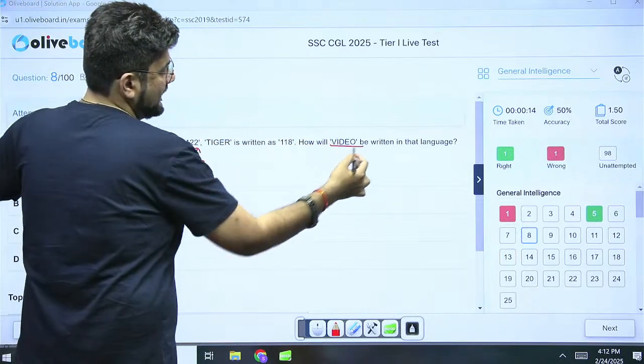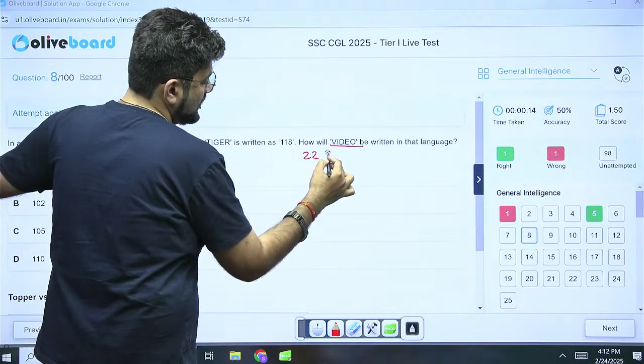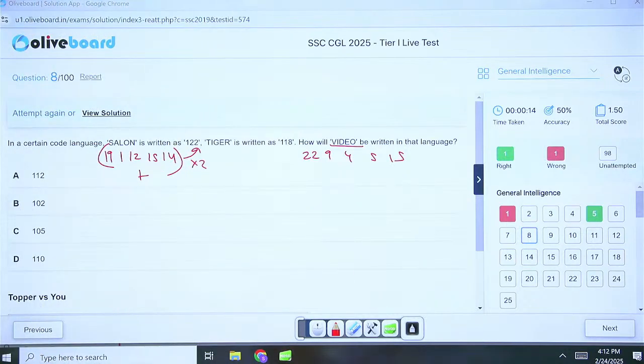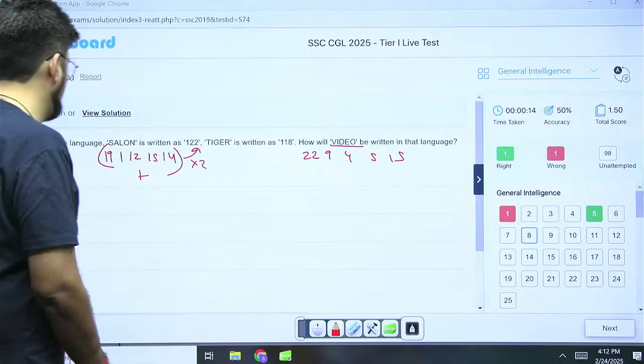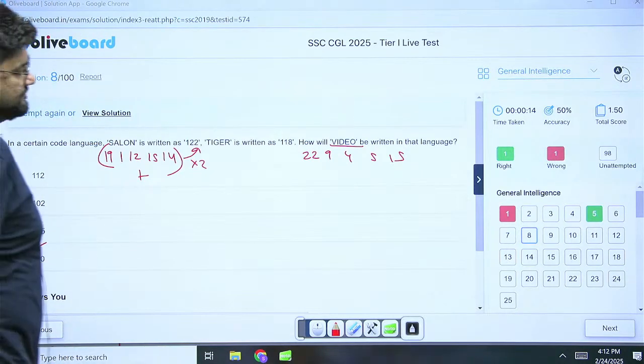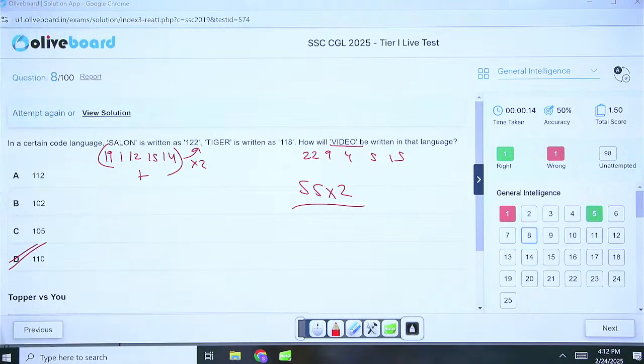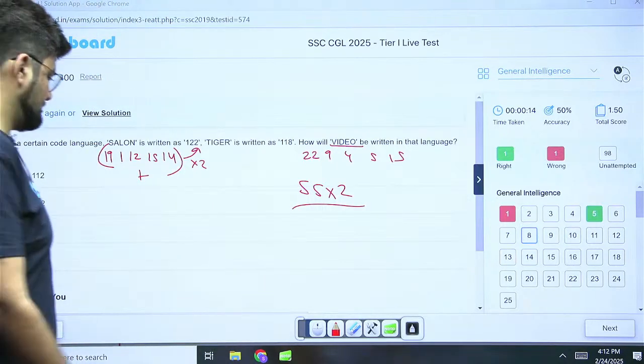Check for video directly. So what will you get? 22, 9, 4, 5, 15. 4, 5, 9, 9, 18. 18 and 22 is 40. 40 and 15 is 55. 55 into 2 is 110. Okay. Next.